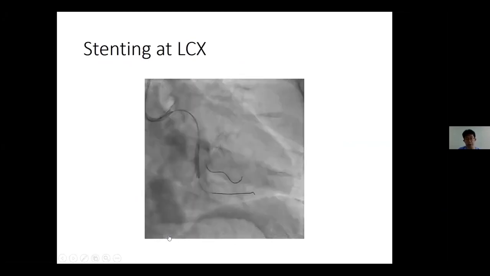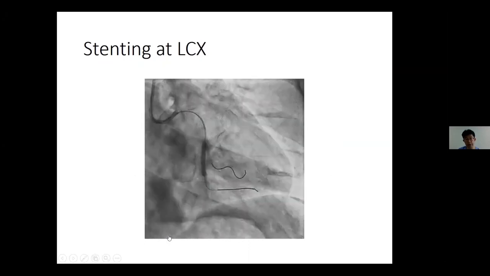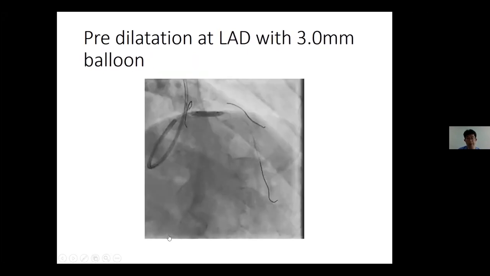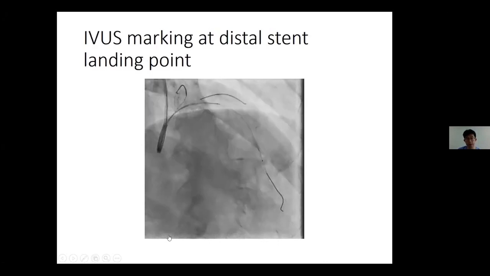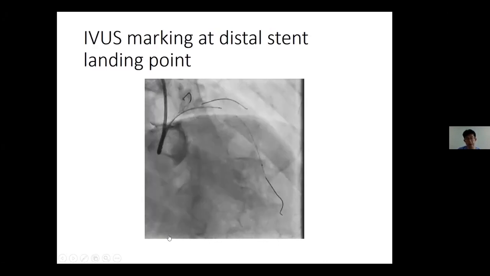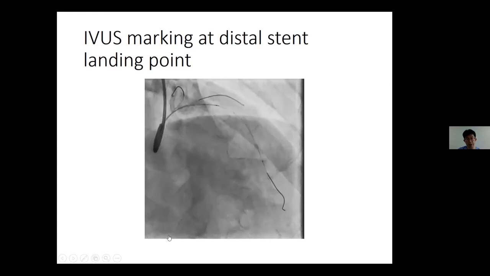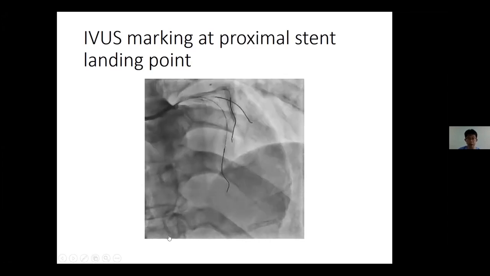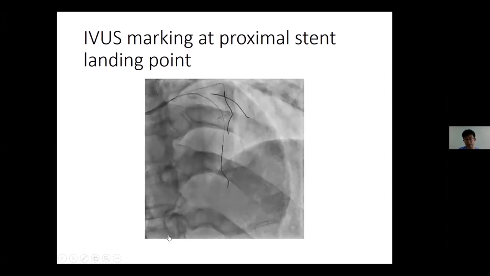First, we put the stent in the mid-circumflex position, and then we treated the ostial region. So first, we put dilation at the diagonal branch with a 2-hole balloon, and put dilation at the LAD with a 3 millimeter balloon, and checked IVUS. This is IVUS marking at the distal stent landing zone, and this is the proximal landing zone. This is a Japanese style.